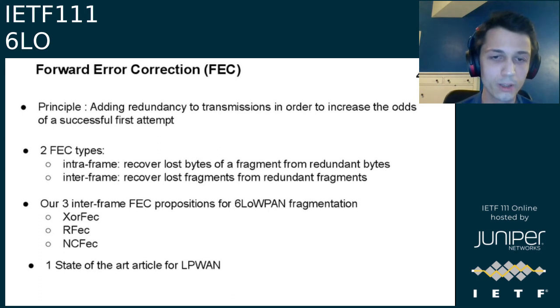So there are two types of FEC. The first one is the intra-frame one, where you aim at making the lost bytes of a fragment recovered through error correction codes that can be implemented into the fragments. But what we focused on is the inter-frame FEC, where by adding new fragments, you enable the destination to recover the lost fragments that you miss at the end. So we have three propositions of FEC for 6LoWPAN fragmentation. And at the end, if you are interested, we can talk about one article that we found when we worked on this. Next slide, please.